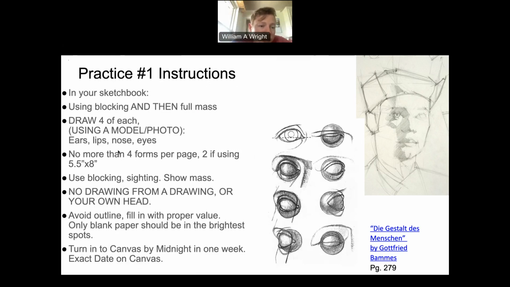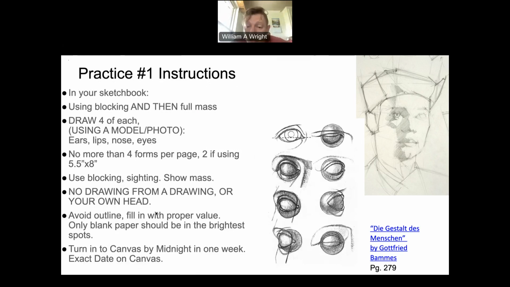Okay, anyway, you're going to draw four of each of the facial features. The ears, lips, nose, and eyes. So 4 ears, 4 lips, 4 noses, 4 eyes. Now that can be 2 sets of eyes. I typically suggest maybe 1 set of eyes and then 2 separate ones. I want all of them to be kind of different angles. I want you to try different things, okay?